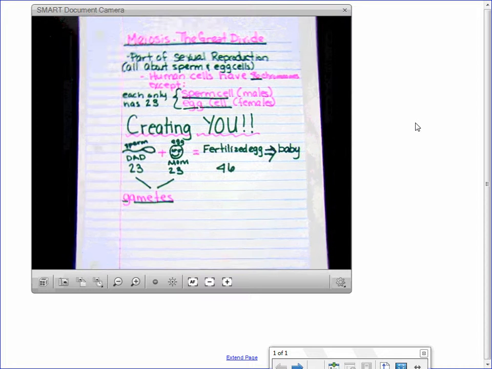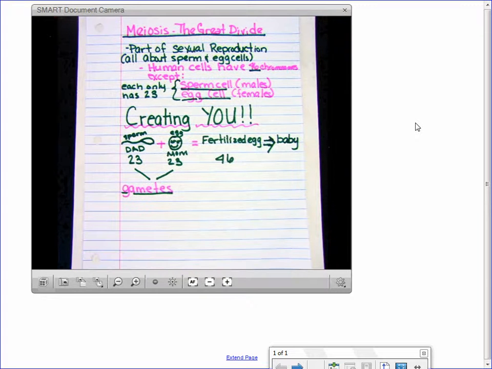All right. So this is not it, however. This is the birds and the bees. But we do need to talk a little bit more about meiosis.